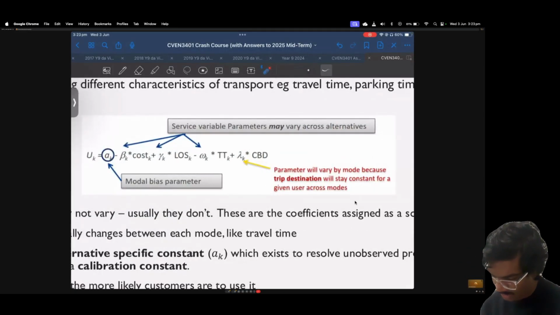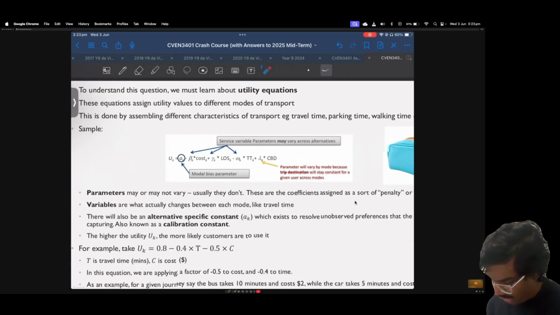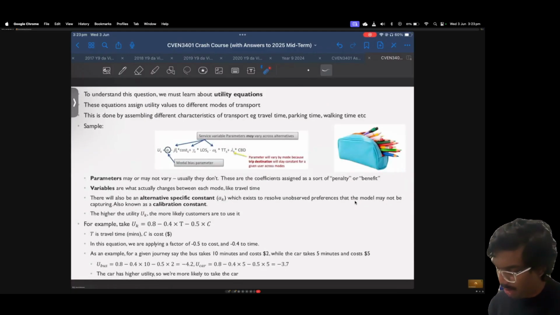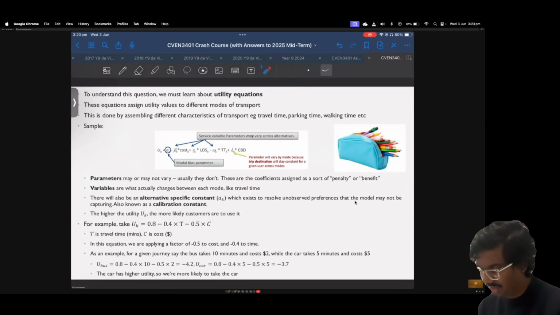So UK equals AK minus beta K times cost K plus gamma K times the level of service K minus, what is that symbol again? Omega, I don't know, times, yeah, so they're different variables, okay? I'll talk you through it. The parameters may or may not vary, usually they don't. They're the coefficients assigned as a sort of penalty or benefit. I'll go through an example afterwards. And then the variables are what actually change between each mode.